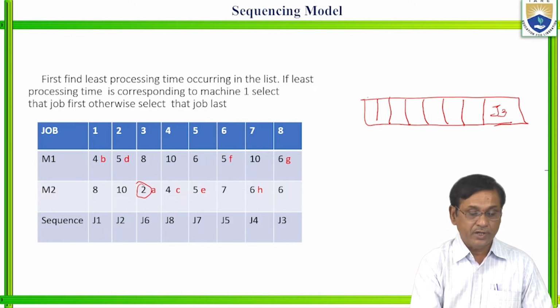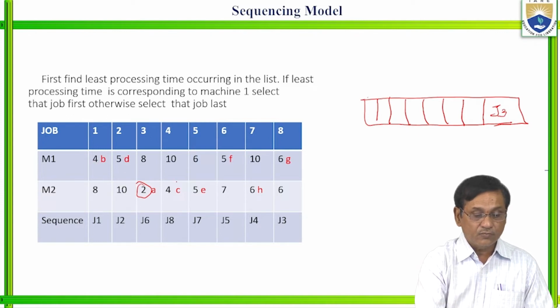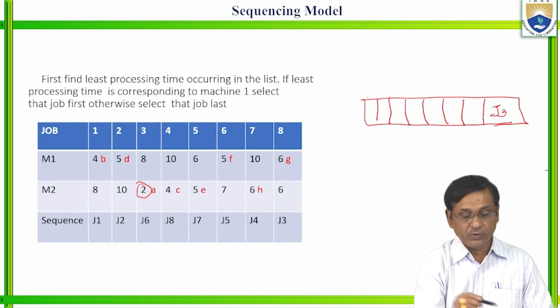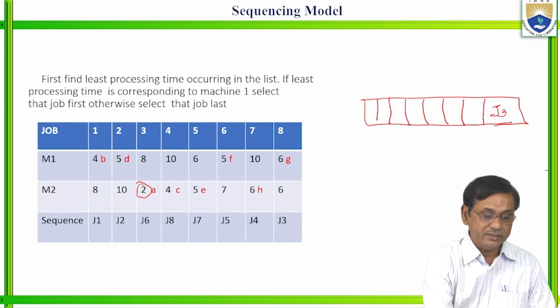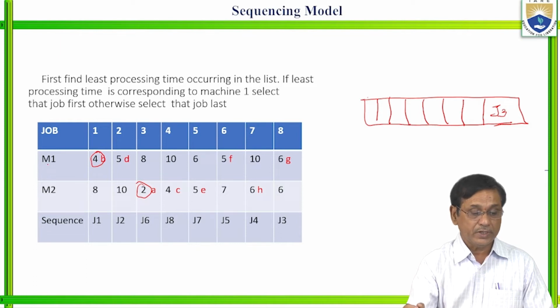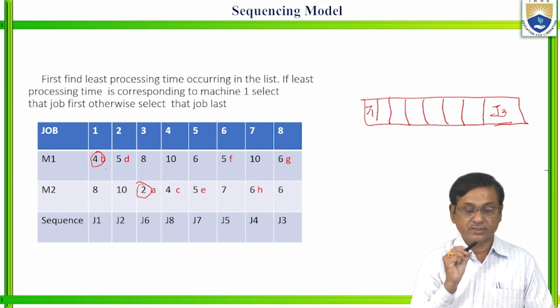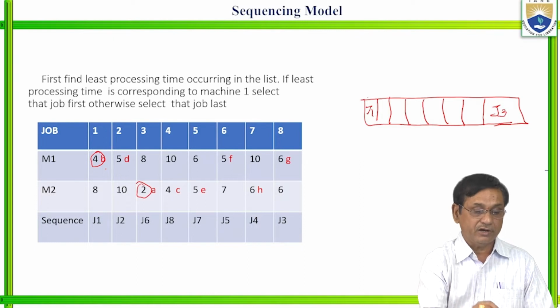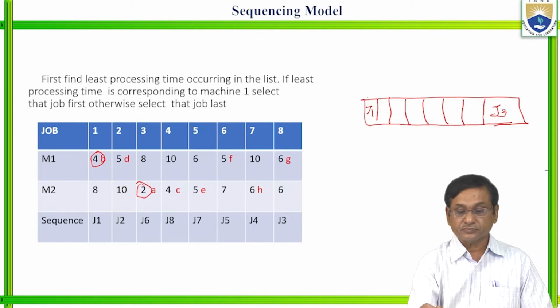the least processing time is either 4 for job 1 or 4 for job 4 on machine 2. Any one. If there is a tie, we can select any one of them. Let us say we are selecting this one. For the first job, the least processing time is 4 hours on machine 1. Now that should be done first. So J1 should be selected first. If the order is 1, 2, then we have to consider the first job first.